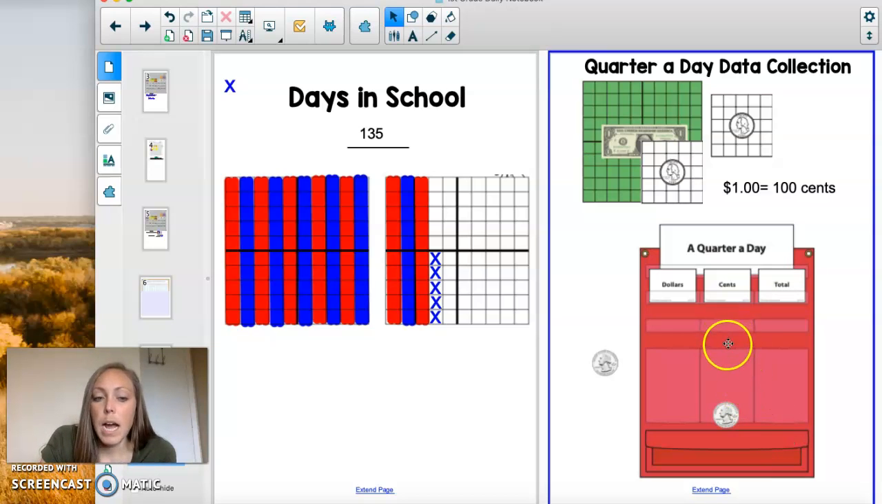Okay, so how many quarters are we going to need to collect before we get $1? Look up here. 1, 2, 3, 4. 4 quarters equals $1. So as soon as we get 4 quarters in our cents pocket, then we're going to turn them into the bank and get $1 to put in our dollar pocket. We're going to have lots of fun doing May Number Corner together.